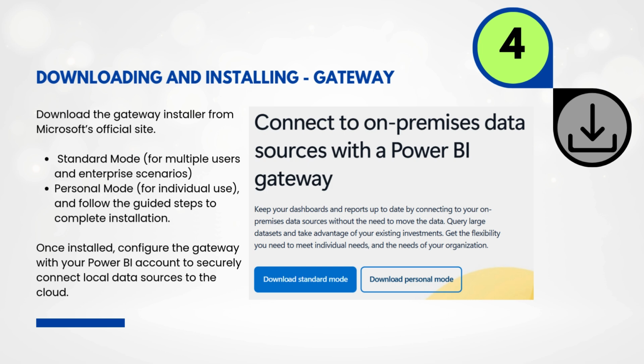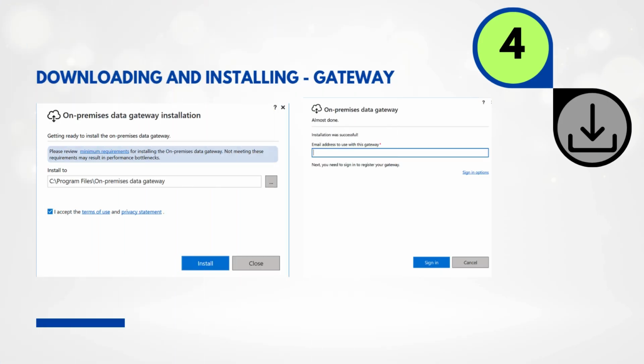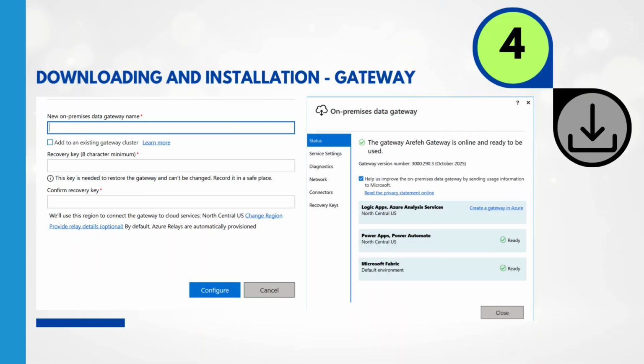To begin, you head to the official Microsoft Power BI website where the Gateway installer is available. You will see two options: the on-premises data gateway standard mode and the personal mode. For organizational use, scheduled refreshes, and shared datasets, the standard mode is the one you need. With a single click, the download begins and you're already on your way to creating that secure bridge between your internal systems and Power BI.